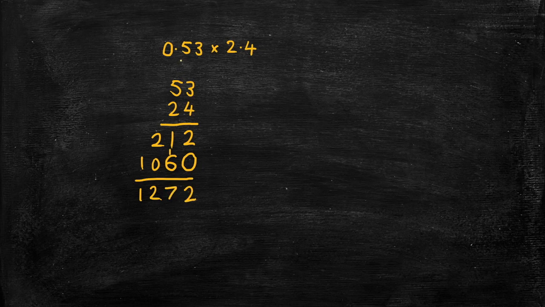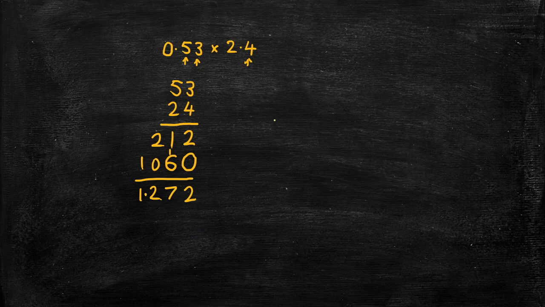And then we count the number of digits to the right of the decimal point in each of our decimal numbers. So we'll have 1 here, 1 here, and 1 here. So that's 3 in total. And then we move the decimal point that number of places from the right leftwards. So move it 1 place, 2 places, 3 places. So the decimal point will go right here. So the answer is 1.272.